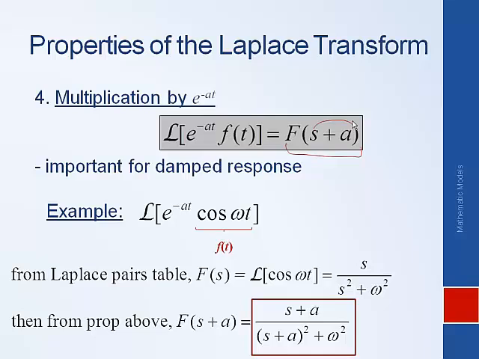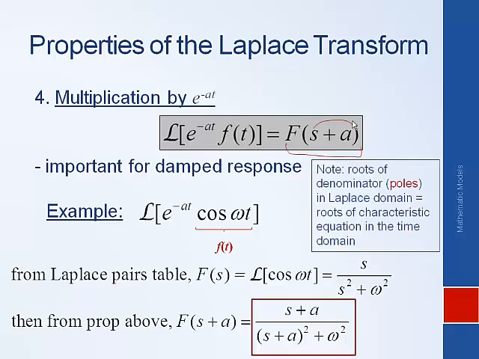An important thing to point out at this point is a bit of terminology. The roots of the denominator of a Laplace domain function are called poles. So if we took the denominator here and set it equal to 0, and found the roots, i.e. we solved for s, we would get that the poles are equal to minus a plus or minus j omega.